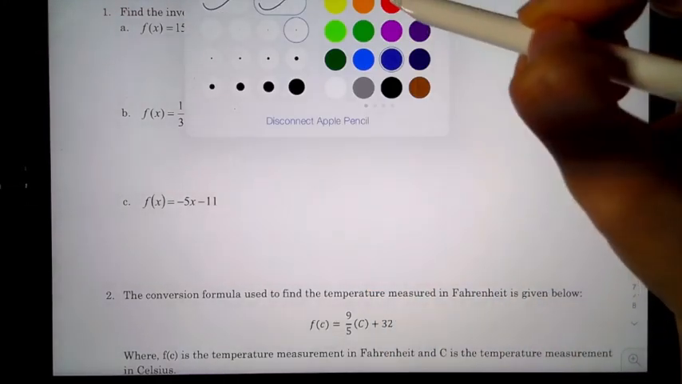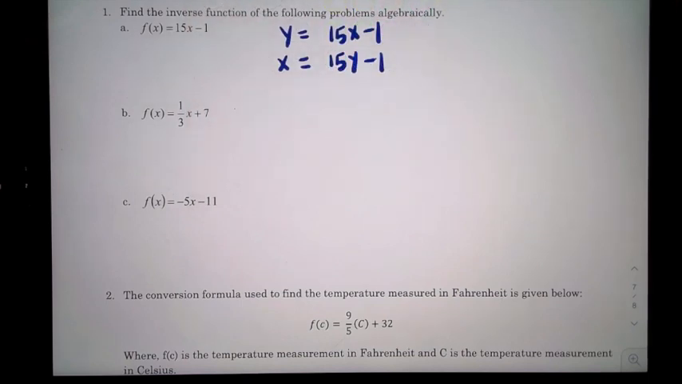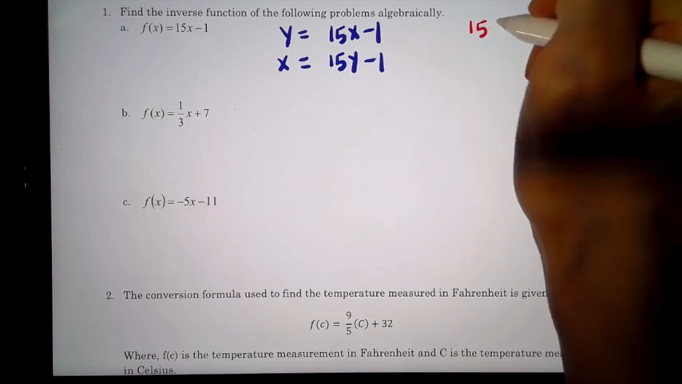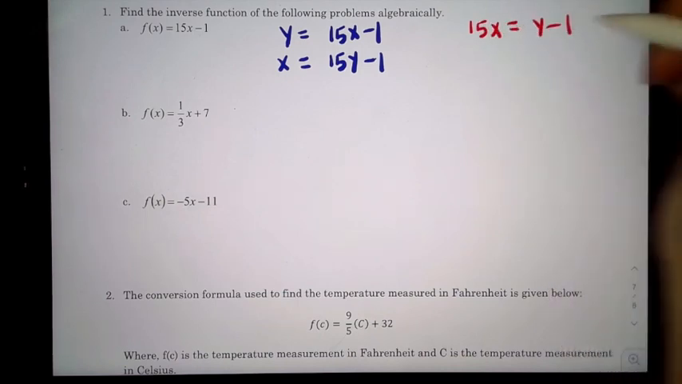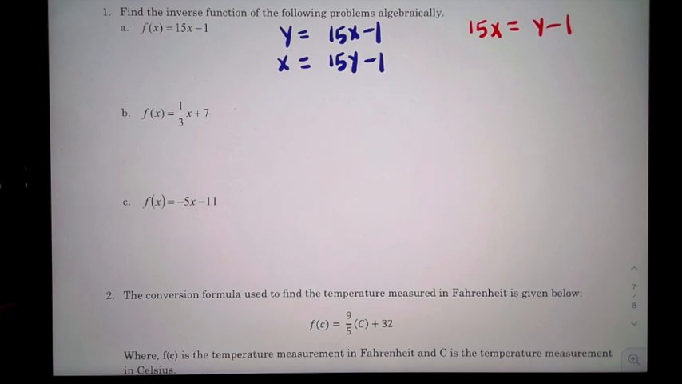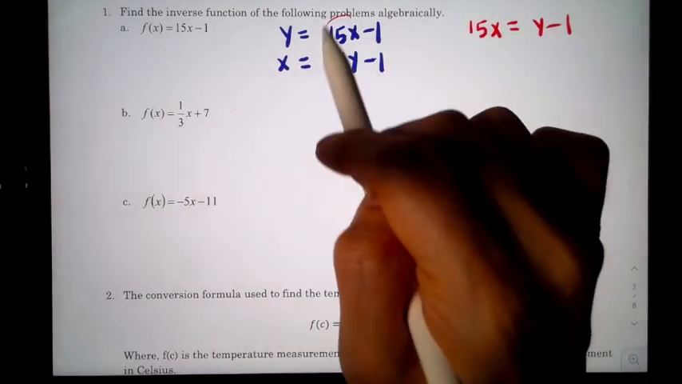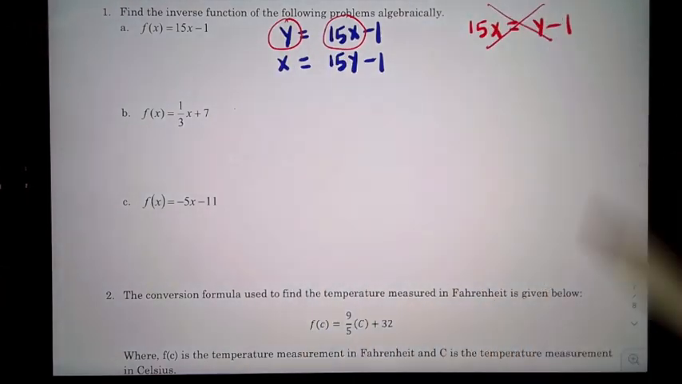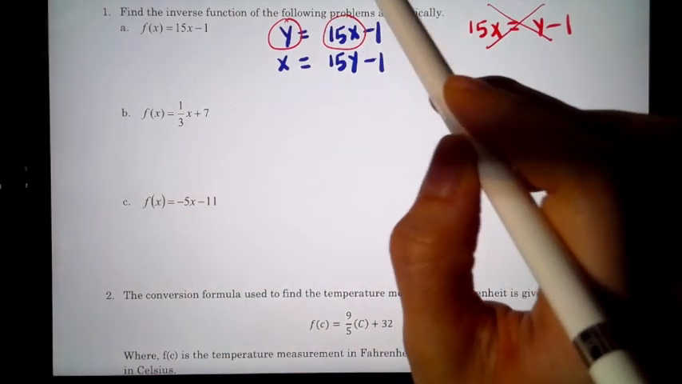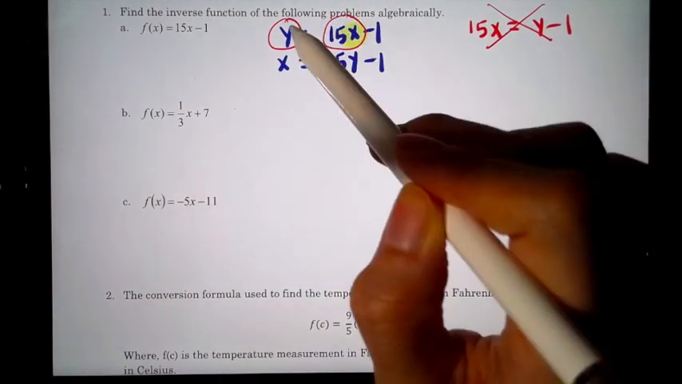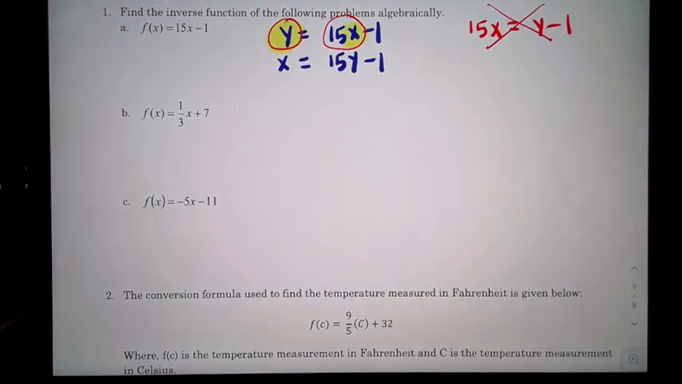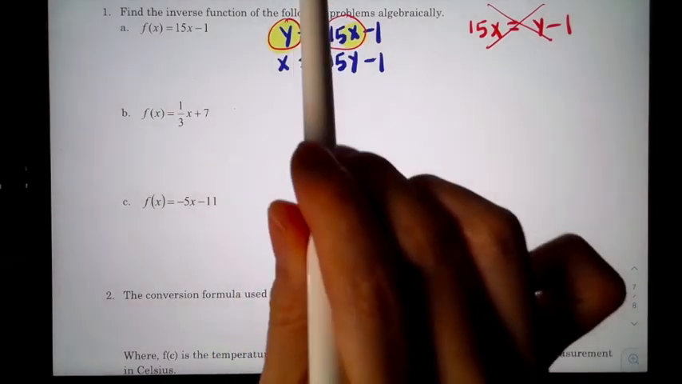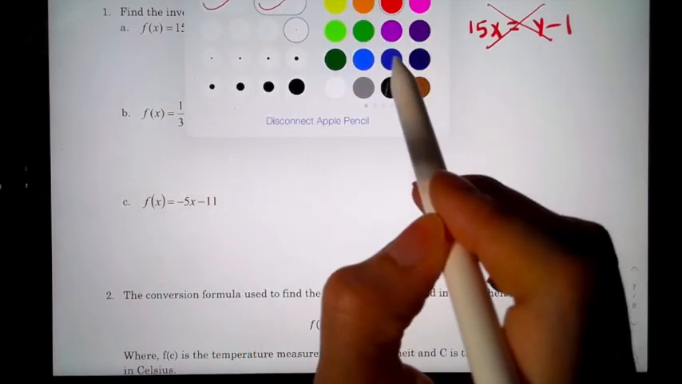Here I just want to make sure, because a lot of you did this: 15x equals y minus 1. Like that. This is wrong, because you're not switching the terms. All you need to do is just change x and y. Okay? X and y only. You're not switching the terms. Okay? So let me keep going.